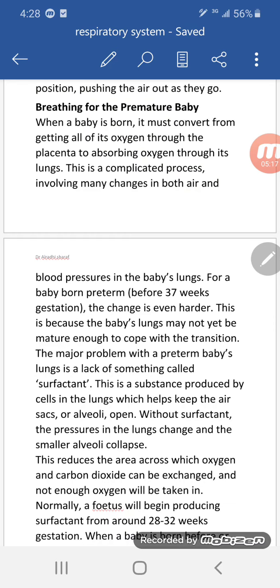The major problem with the premature baby's lung is a lack of something called surfactant. This is a substance produced by cells in the lung which helps keep the air sacs, or alveoli, open. Without surfactant, the pressure in the lung changes and the small alveoli collapse. So, we have an important substance called surfactant. This substance prevents alveoli, which is the functional unit of the lung, from collapsing. So, surfactant prevents alveoli from collapsing.